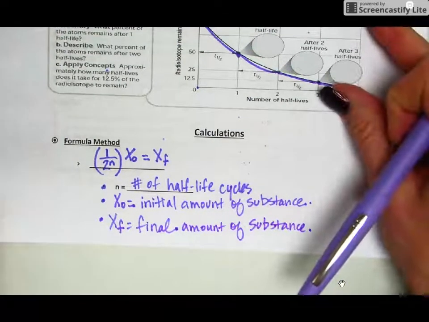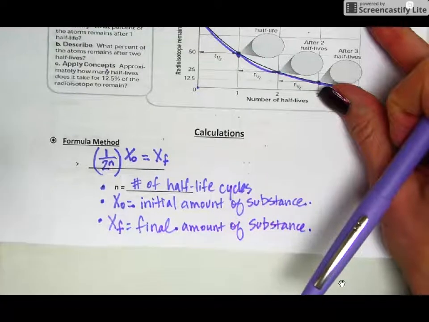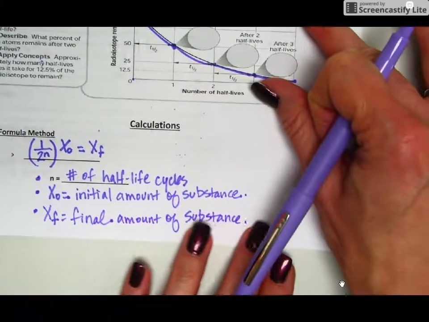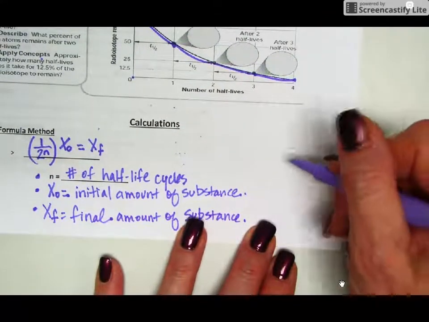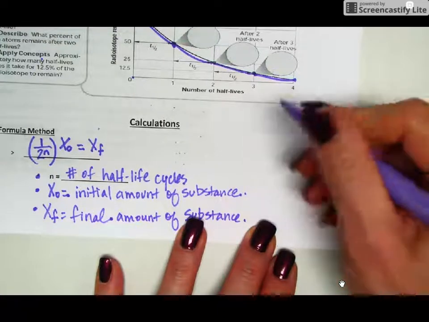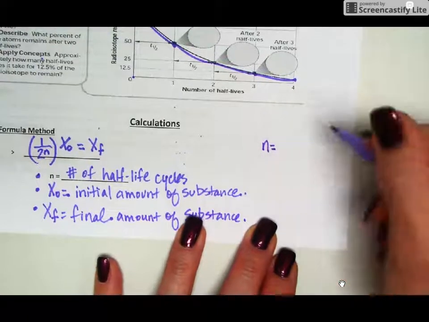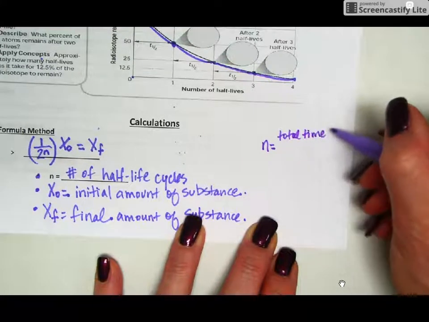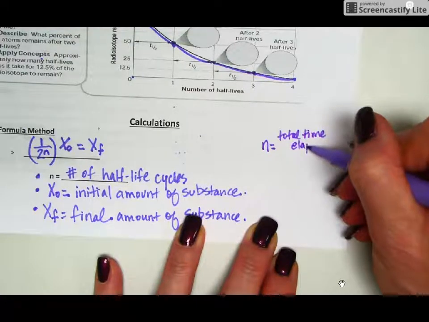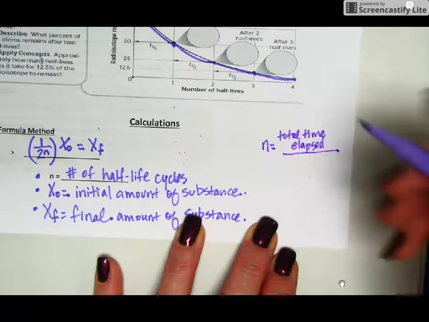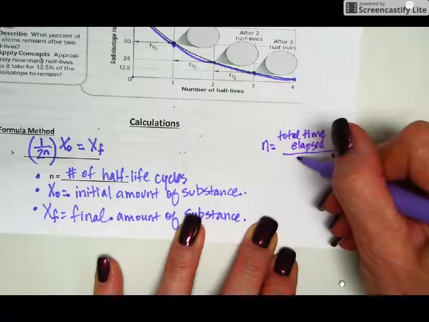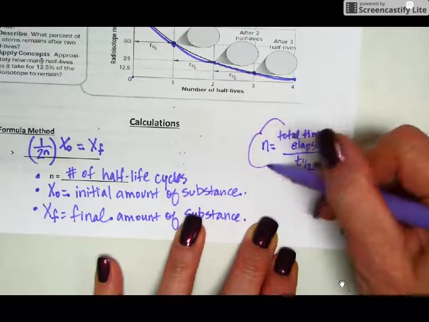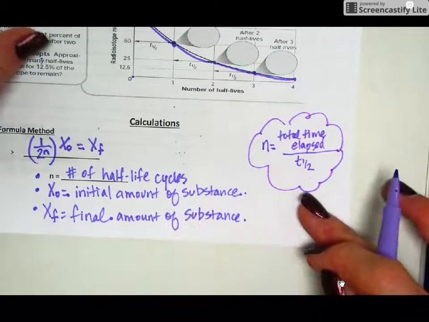Now sometimes you are simply told your half-life, which is T1/2. So if you're trying to find N, your number of cycles, and you're given the half-life, a little formula you could use for that to find N is N will be equal to the total time that has elapsed divided by the half-life, so the T1/2. Okay? So that's something you might have to use to help you find N for your cycles.